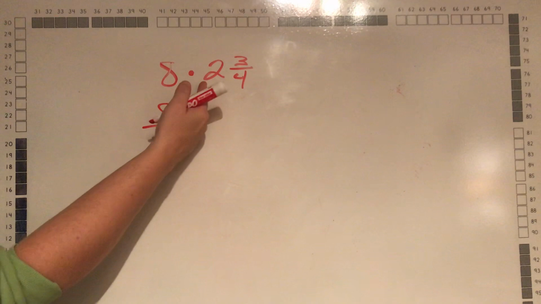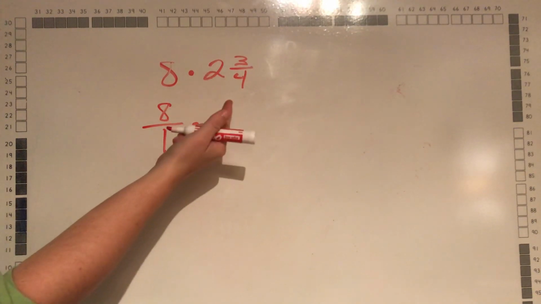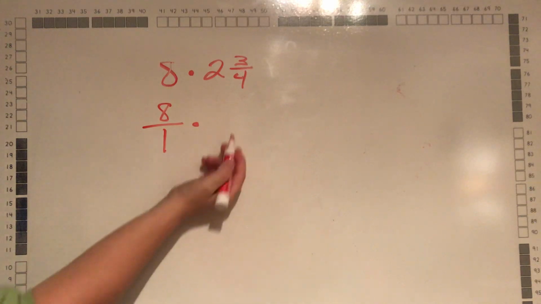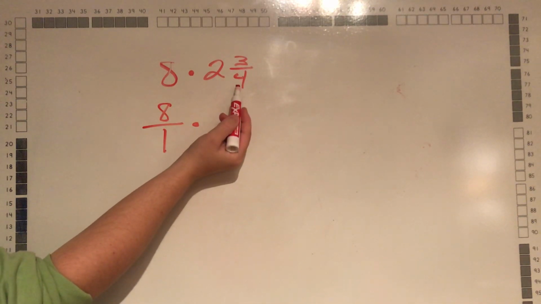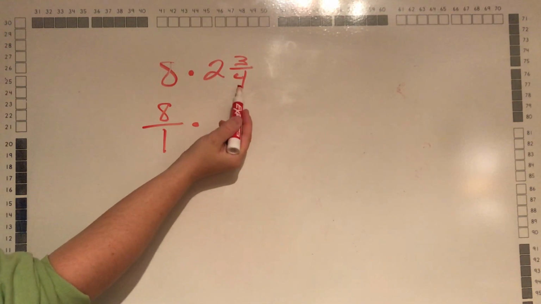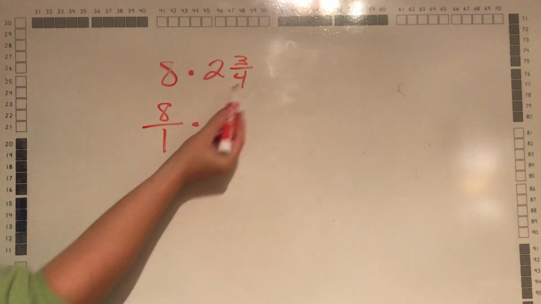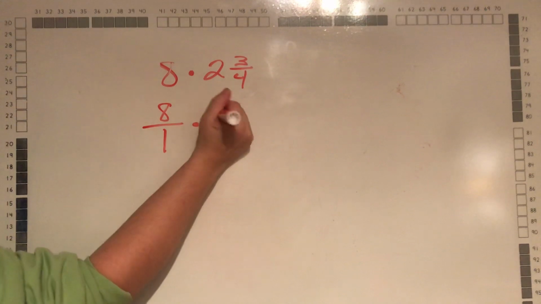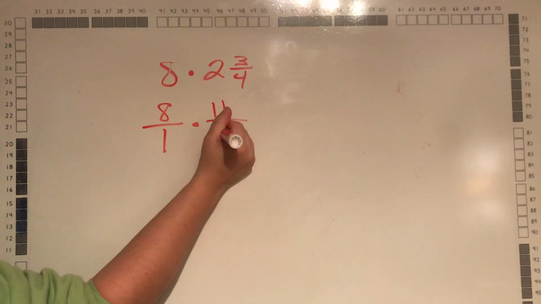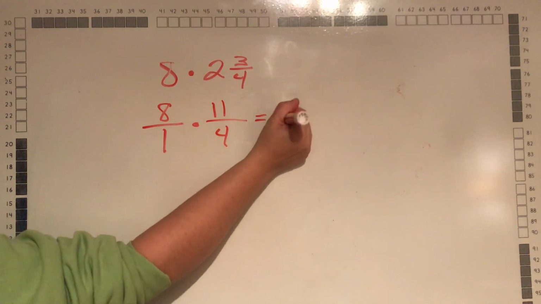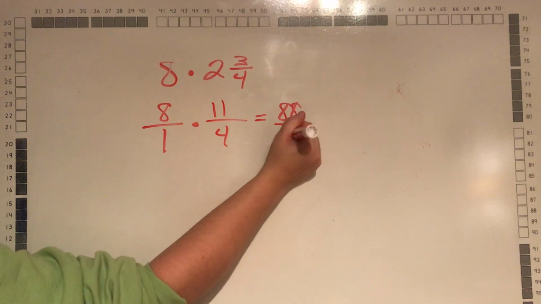Now, how do we turn a whole number and a fraction, or a mixed number, into a fraction? Well, we multiply our denominator by our whole number, so 4 times 2 is 8. Then we add our numerator, so 8 plus 3 is 11 over 4. If we multiply that out, we get 88 over 4.